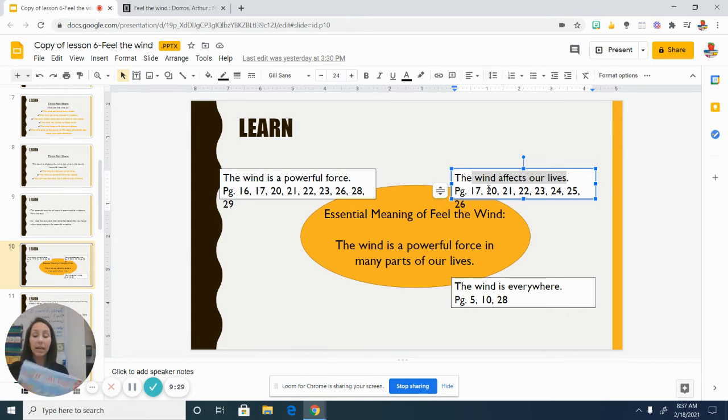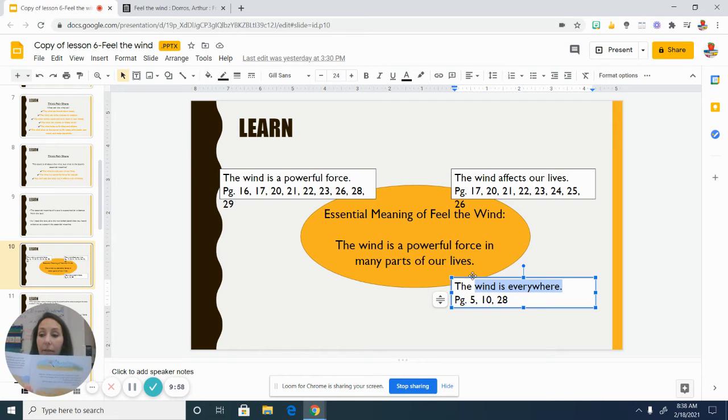And then lastly, the wind is everywhere. It says on this part, the wind is everywhere. That's another part of the essential meaning. And it says wind is moving air all around us. The wind is at work. It carries the seeds of plants to new places where they can take root and grow, but powerful winds can also carry away the soil plants need.